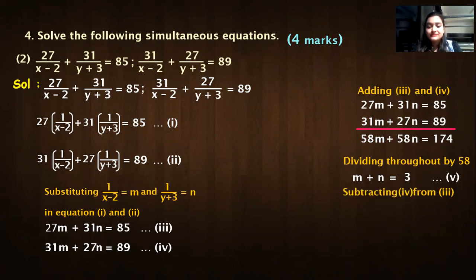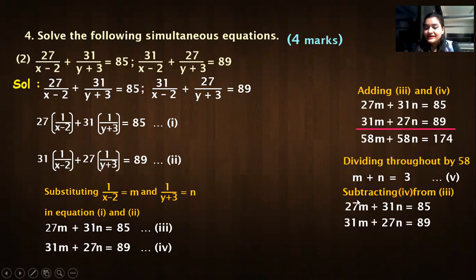Subtracting 4 from 3. Whatever equation number we write after from, that will come above. Now guys, for your easy calculation, you can keep that equation above which has the bigger first term. For example, 27, 31. 31 is a bigger number, you can keep it above. Over here I have not done this, but still you can follow that. You can keep the 31 equation upper and the 27 equation below, so that you won't get negative answer.